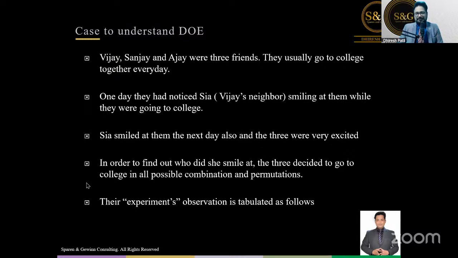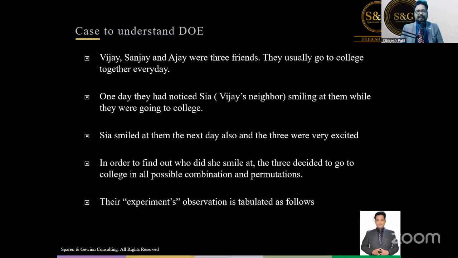But there is confusion, right? When three friends are there, the confusion is: who is that lucky person to whom Sia is smiling? So they wanted to check out how to find out who that guy is. They had just learned about design of experiments in their statistics class, so they want to design an experiment to find out who is that lucky person to whom Sia is smiling.